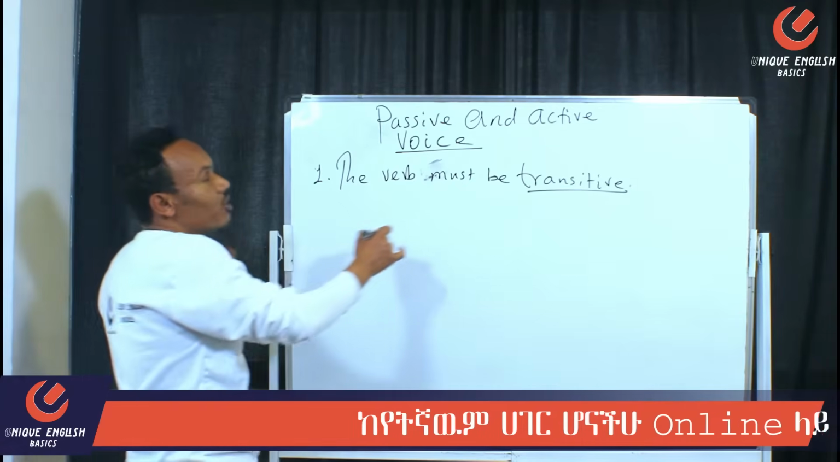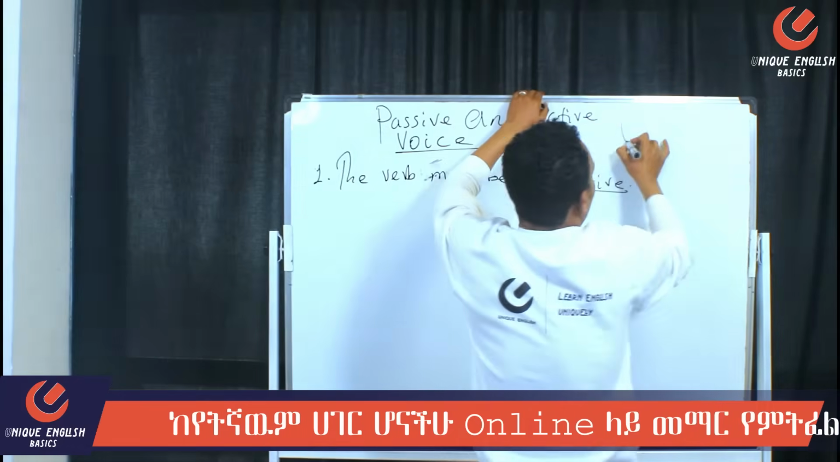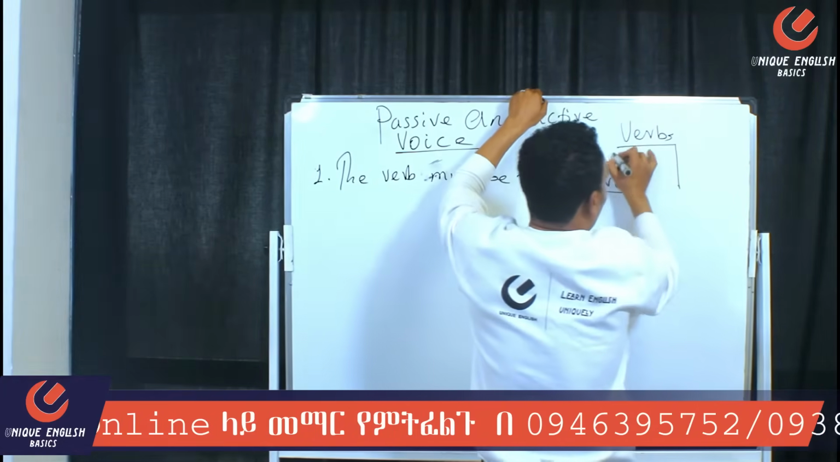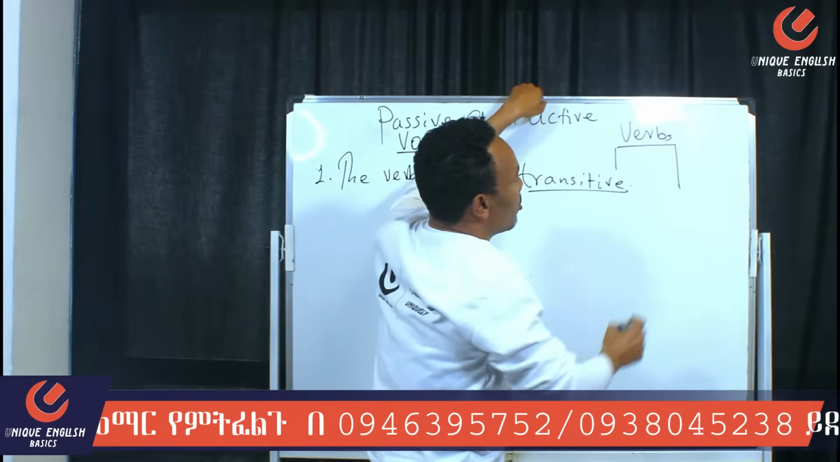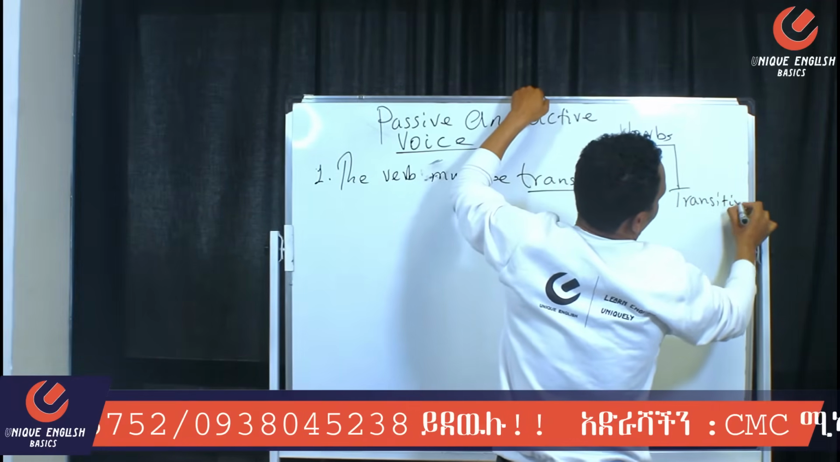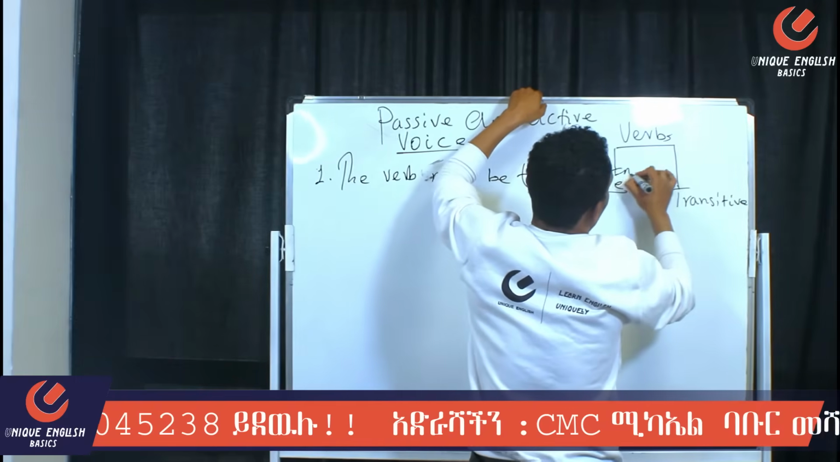So, you know, verbs can be classified, all right, into two groups. Yeah? So this is transitive, and what? Intransitive.